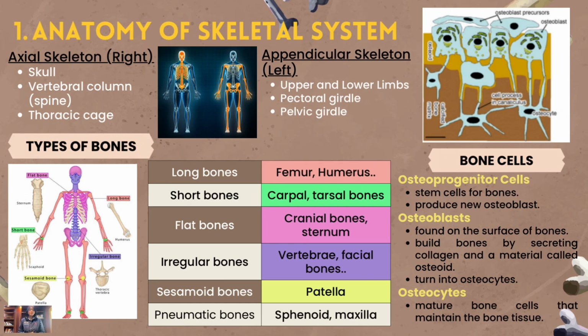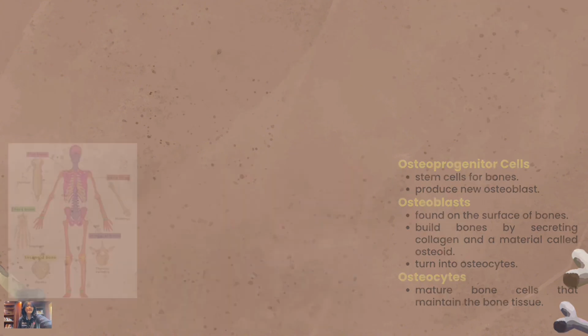When we delve deeper inside of the bone, we can find the bone cells. One of them is the osteoprogenitor cells, which are responsible for being stem cells and producing osteoblasts. Osteoblasts are found on the surface of the bone, and they build bones by secreting collagen and a material called osteoid, which will eventually turn into osteocytes, which are mature bone cells that maintain the bone tissue. Now, let's move on to the next.